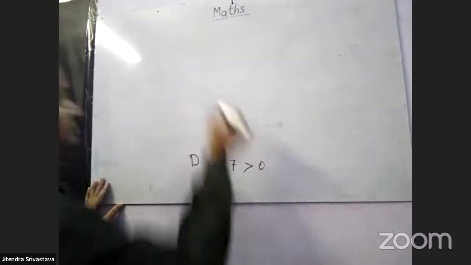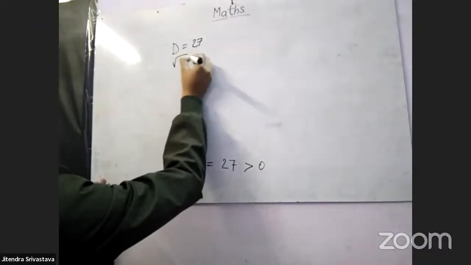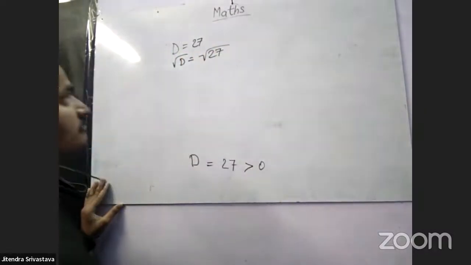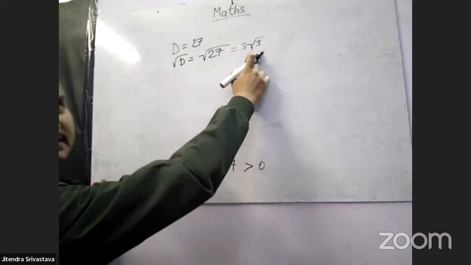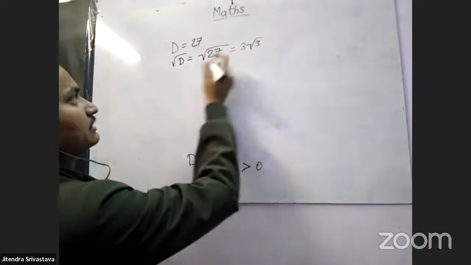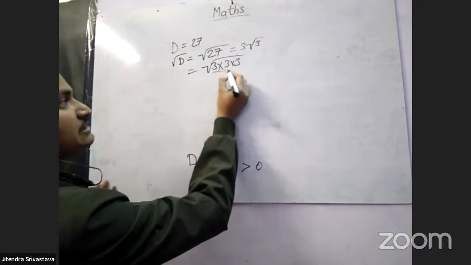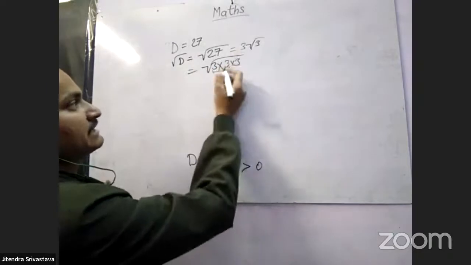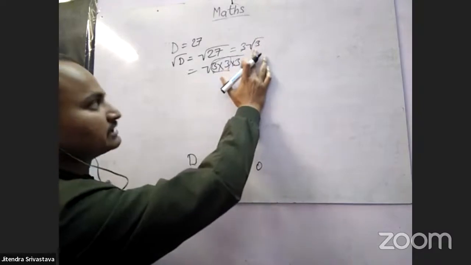Now the value of D is 27. So under root D will be under root 27. Or we will open it, then it will become 3 under root 3. 3 3s are 9, 9 3s are 27. How have we done this? You can also say by doing 3 into 3 into 3 under root, one pair can be taken out as single one. So one pair has been taken out. So it becomes 3 here, and this under root 3 remains here only. So it becomes 3 under root 3.